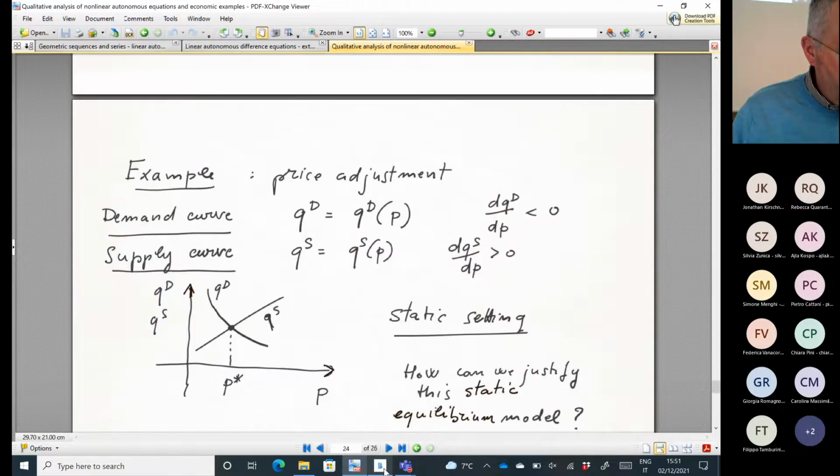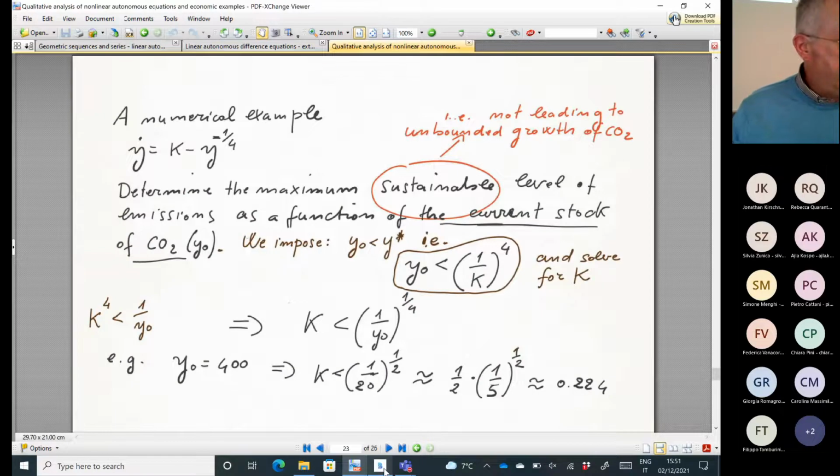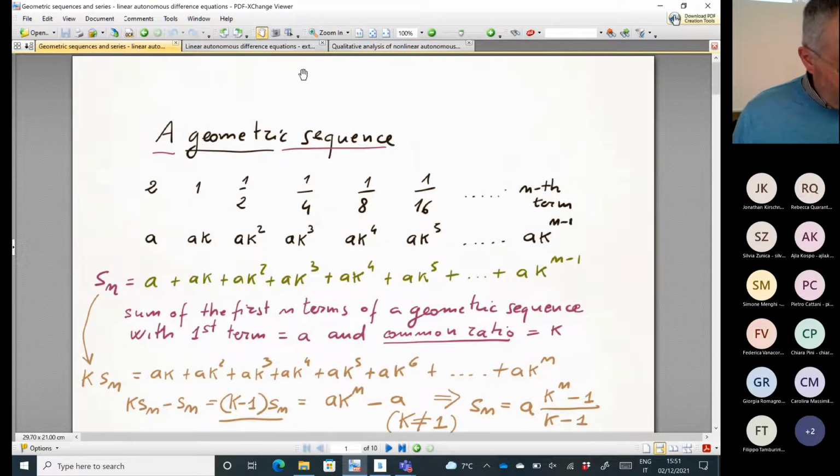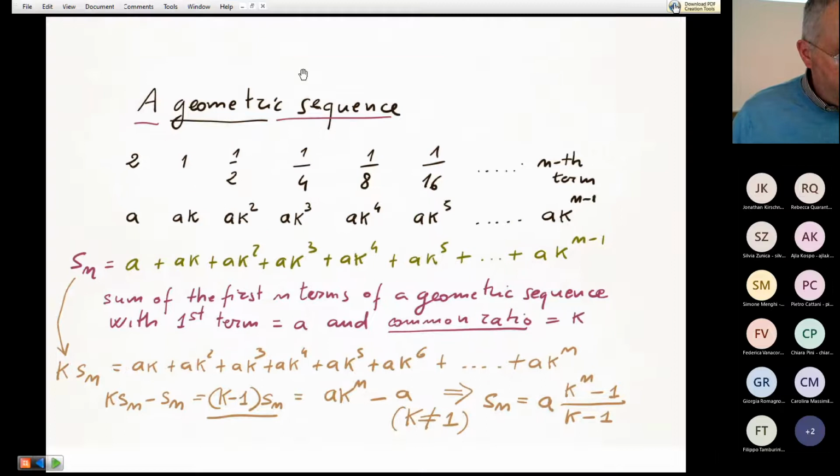Okay, so this basically concludes the part on the qualitative analysis of differential equations. Now I want to briefly introduce difference equations, and I would like to just start from something that I hope is known to all of you, which is the meaning of a geometric sequence and the geometric series. Nobody knows this.